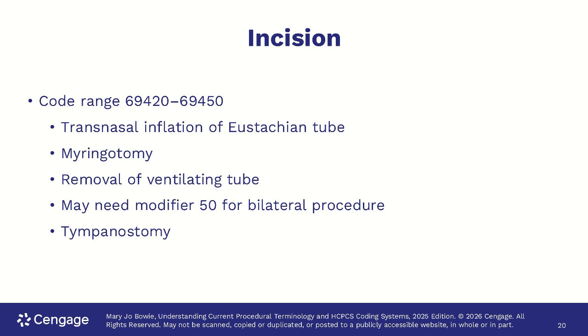So a myringotomy is where they are opening the area, and it includes aspiration and or eustachian tube inflation. Something else you'll notice over here is there's differentiation about if general anesthesia is used or not. If it's a bilateral procedure, you're going to use a modifier 50. There are also codes for just removing the tubes. If they do an incision and put in the tubes, you have codes for that as well.